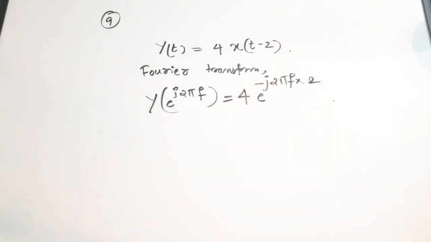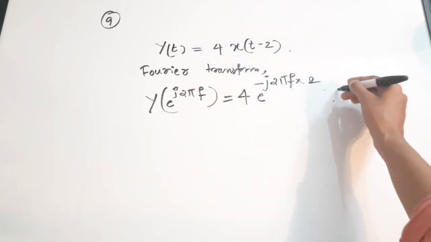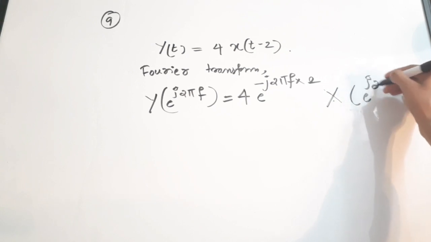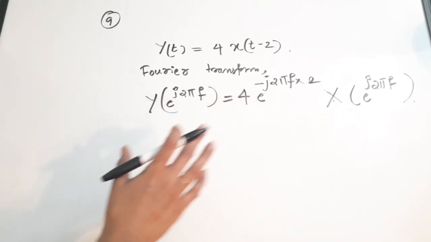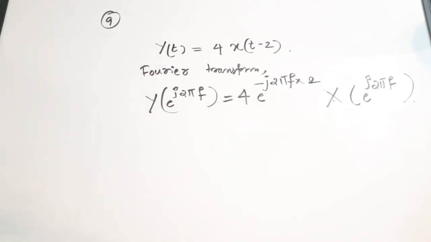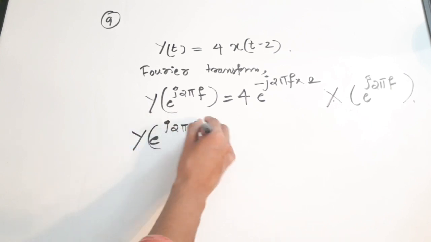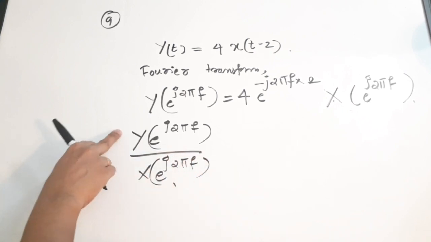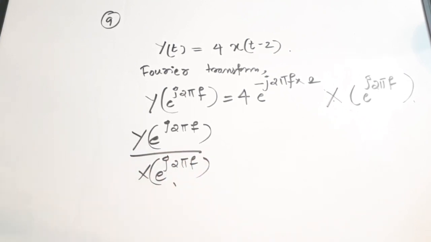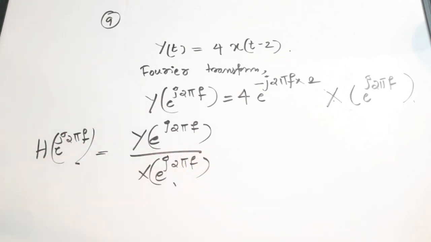Then taking the Fourier transform of x of t, X of e raised to j 2 pi f. Okay, so this is the Fourier transform of this particular y of t function. Now you need to take Y of e raised to j 2 pi f by X of e raised to j 2 pi f, output by input. This is called the transfer function. Okay, so this is actually H of e raised to j 2 pi f, or the transfer function of this system.